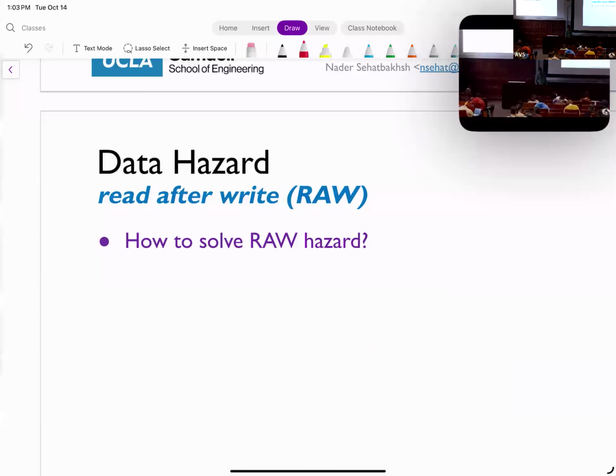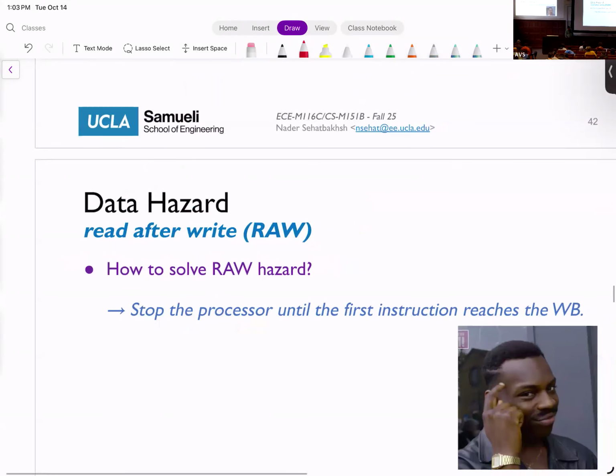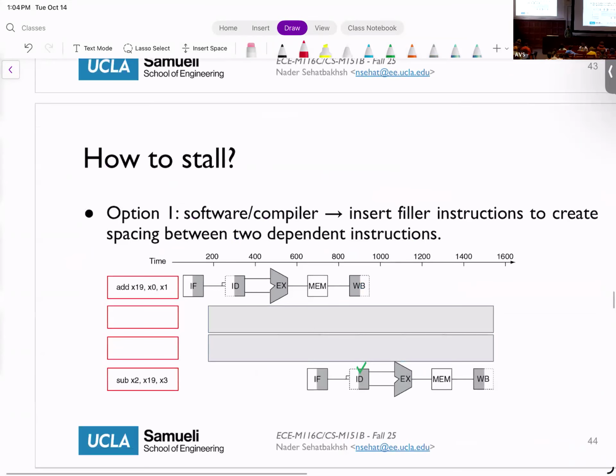So how do we solve the RAW data hazard? In order to solve the data hazard, we do the very simple thing. We call it stalling the processor. We stop the processor from fetching new instructions and advancing new instructions until the instruction that is producing the results reaches the write back stage. Okay, how do we do that?